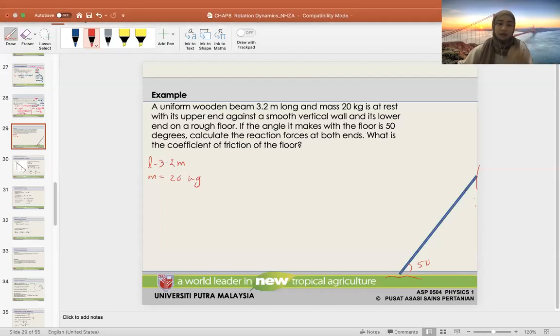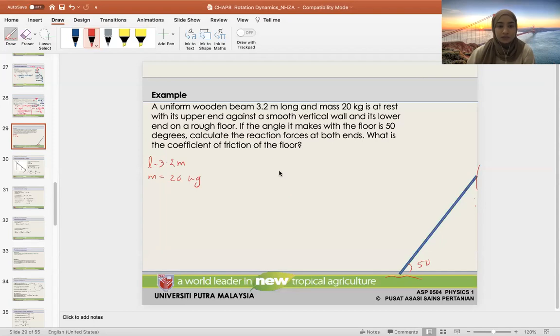So if the angle it makes with the floor is 50 degrees, calculate the reaction forces at both ends. What is the coefficient of friction? Coefficient, I hope you guys know this by now, coefficient is mu, right? Because the equation is friction equals mu R. Mu is the coefficient, R is the reaction force.